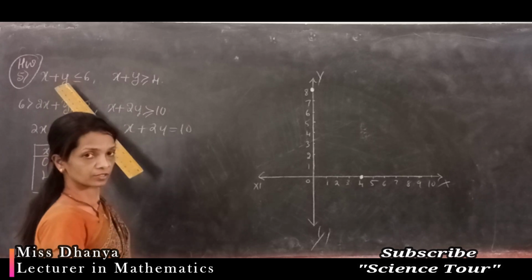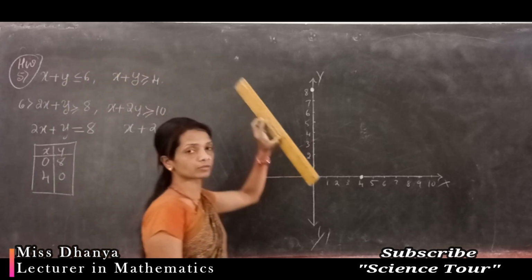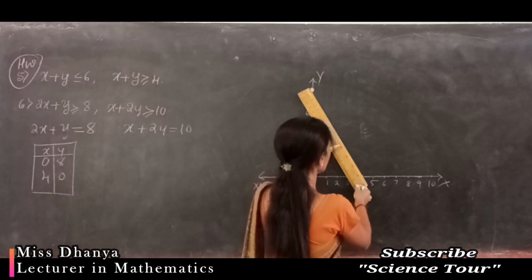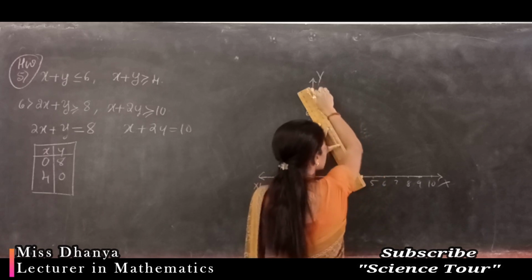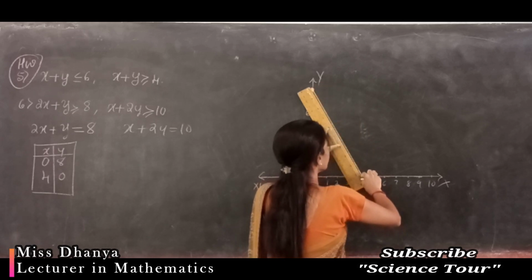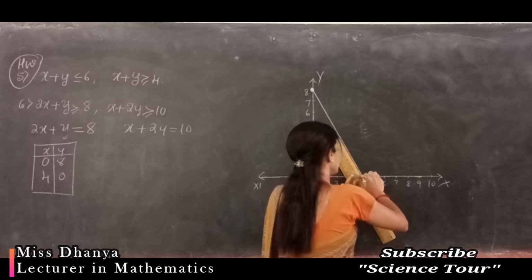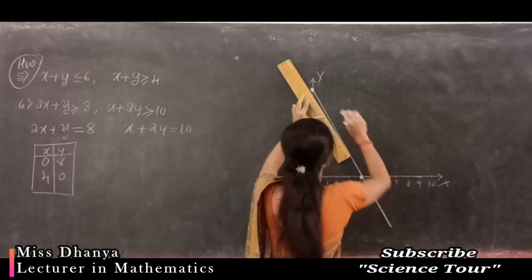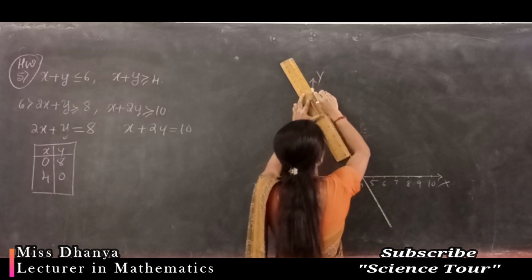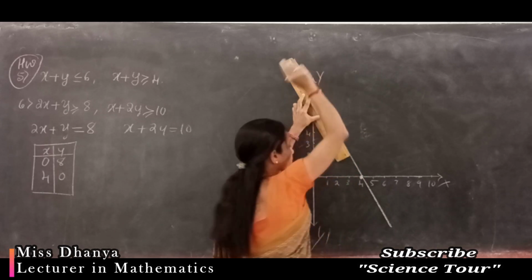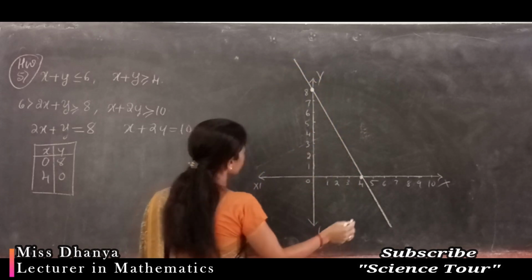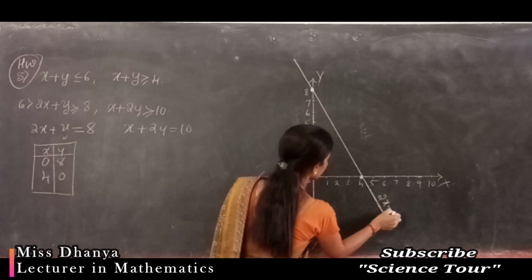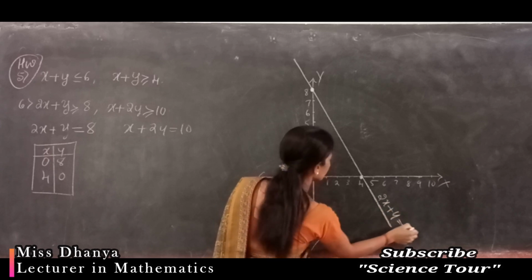Before joining, just see the inequality symbol. You have the slack symbol, so you have to use which line? A continuous line, to join those 2 points, and you extend that line in both directions, above and below also. Okay, and write the name of the line, that is 2x plus y is equal to 8.